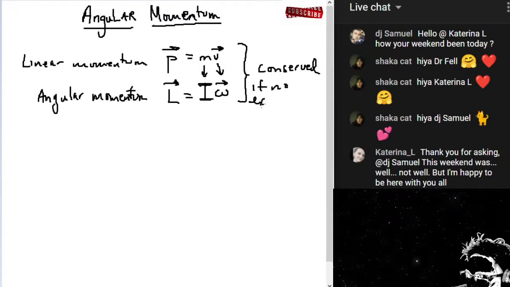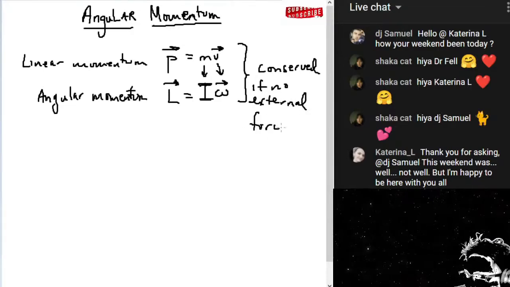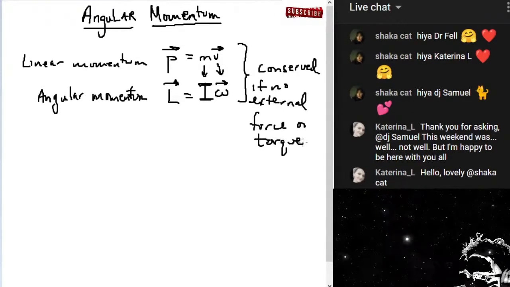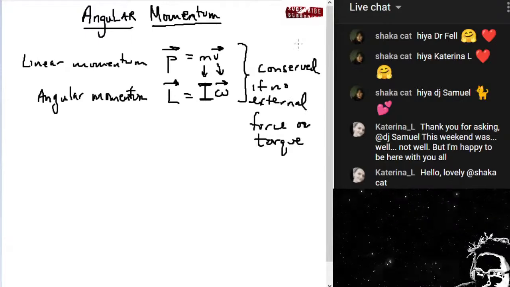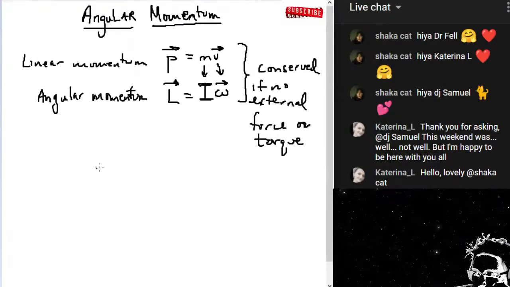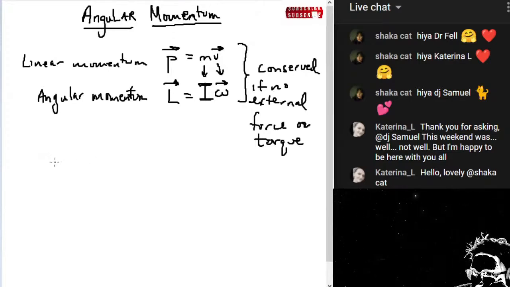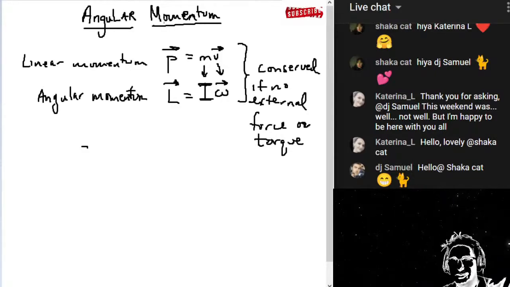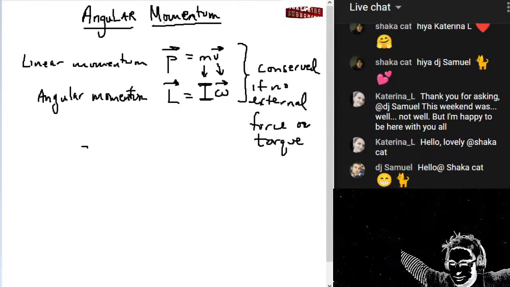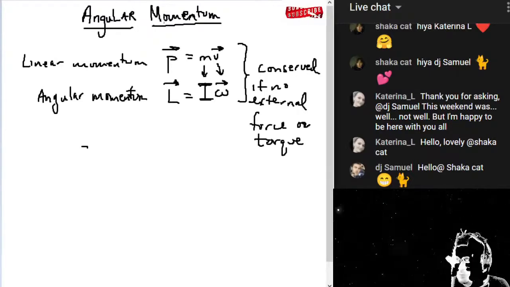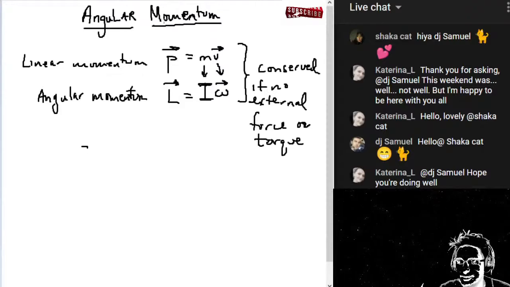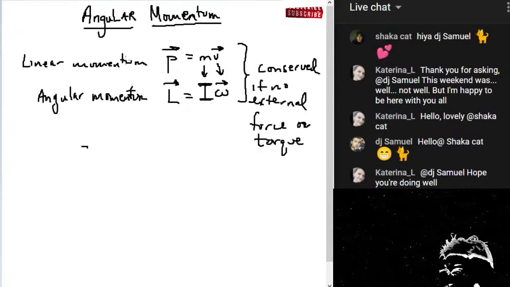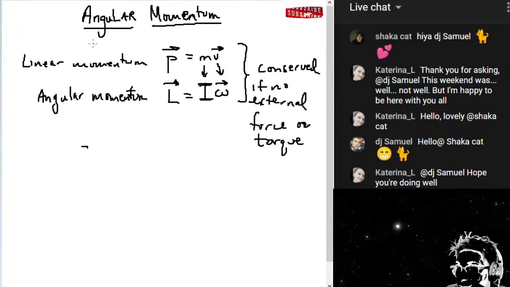Conserved if no external force or torque. So let's think about the conservation situation here. You've seen ice skaters, right? Ice skaters, they'll be spinning and they'll have their arms out. And when they bring their arms in closer to their body, you notice that their angular velocity speeds up. That's due to the angular momentum conservation. Nothing they're doing. It's just a property of the universe.